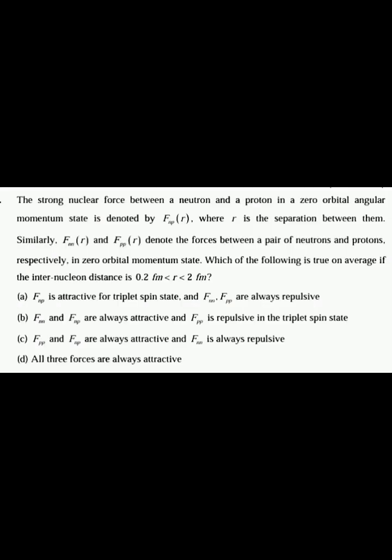The next question is, the strong nuclear force between a neutron and a proton in a zero orbital angular momentum state is denoted by FNP of R, where R is the separation between them. Similarly, FNN of R and FPP of R denote the forces between a pair of neutrons and protons, respectively, in the zero orbital momentum state. Which of the following is true on average if the internucleon distance is 0.2 femtometer less than R less than 2 femtometer?